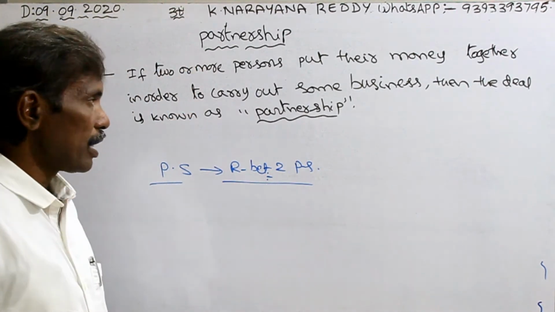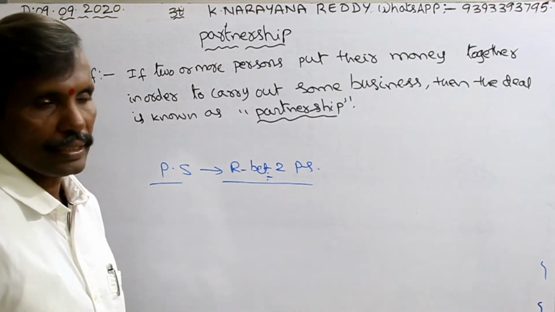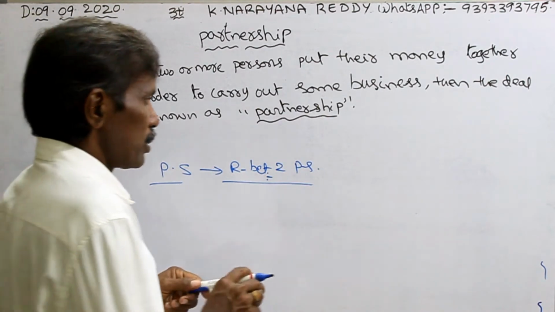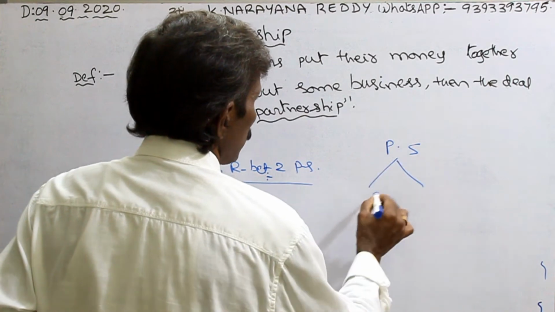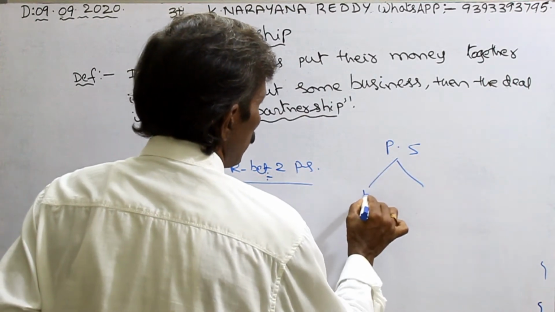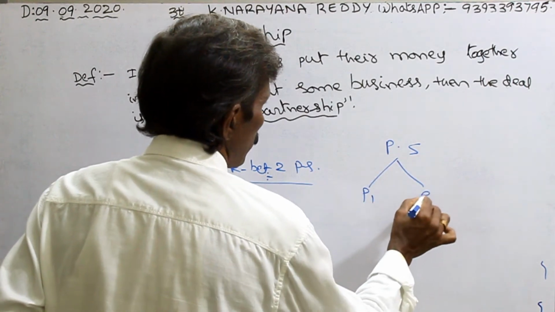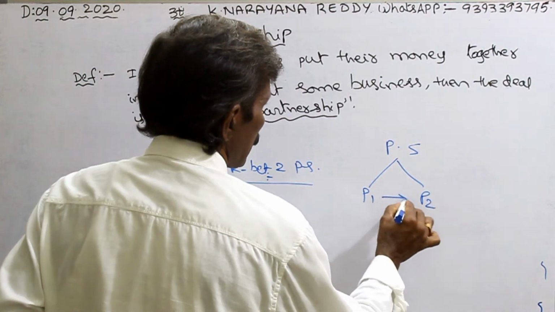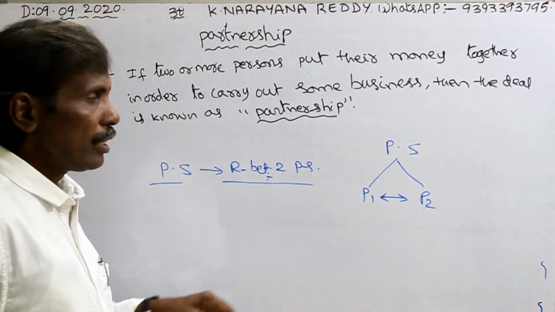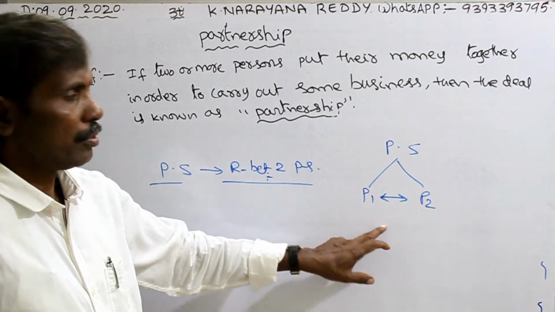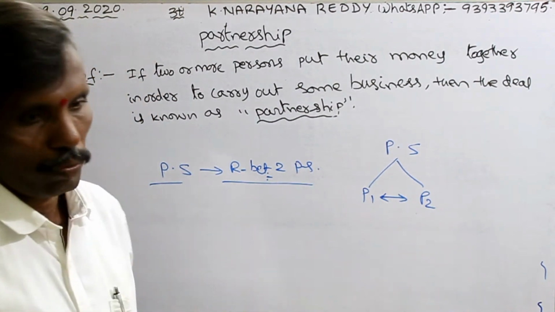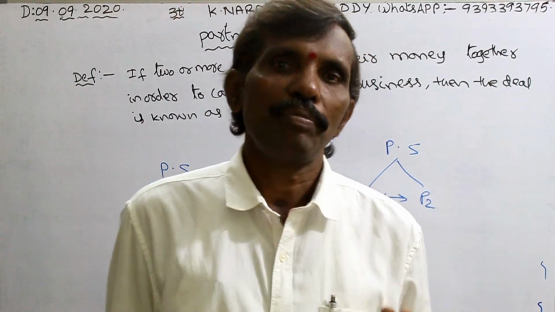Partnership is nothing but a relation between two persons. That means partnership is a relation between person 1 and person 2. That is the relation. Okay? This type of process is called partnership, with 2 persons or more persons. There is no limit for that.